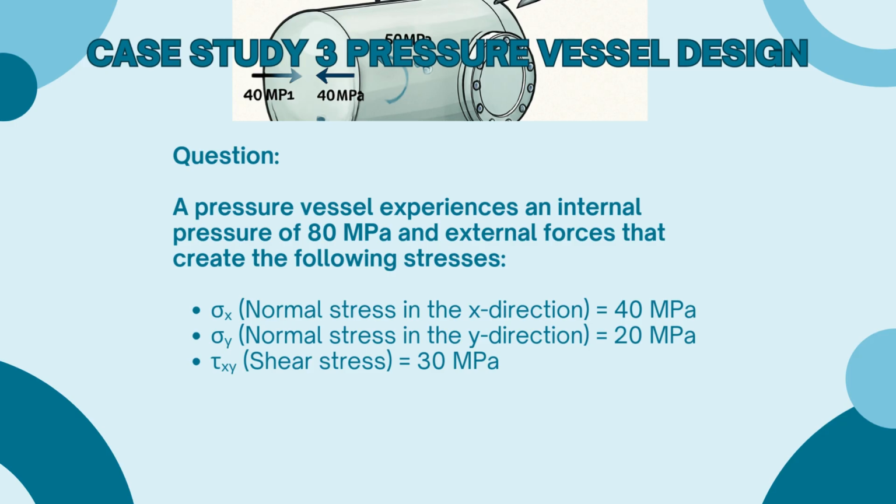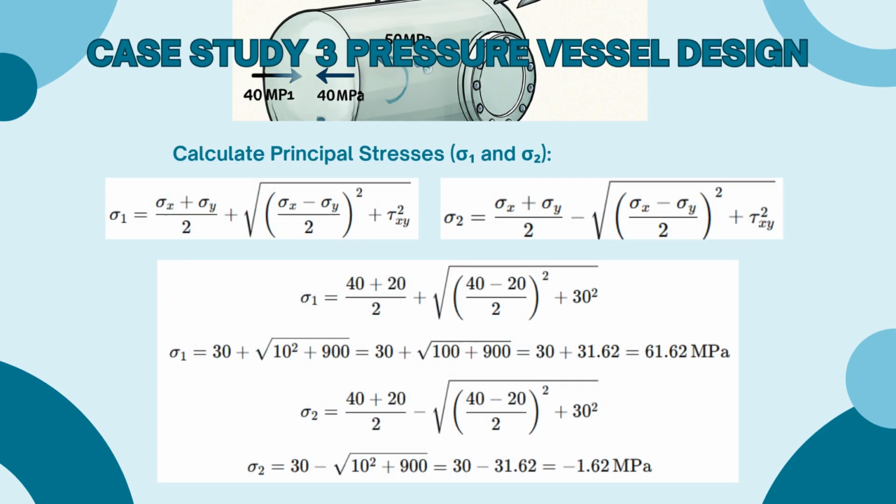Now, let's move on to the question for the pressure vessel case study. We are given the following stresses on a pressure vessel. Sigma x, normal stress in the x direction, equals 40 megapascals. Sigma y, normal stress in the y direction, equals 20 megapascals. Tau xy, shear stress, equals 30 megapascals. These values will be used to calculate the principal stresses and maximum shear stress in the pressure vessel to ensure its safety under the applied internal and external forces.